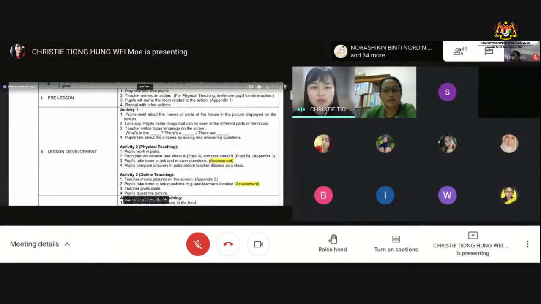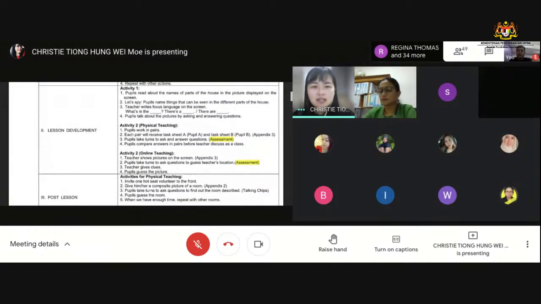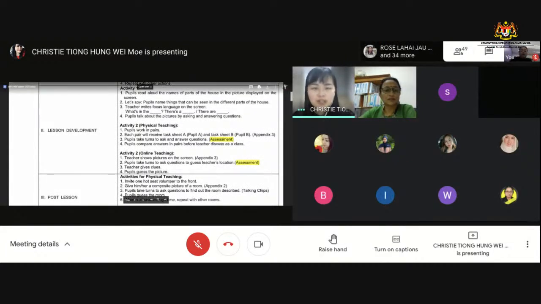Before that, I will also write down the focus language on the screen, because they need to ask a question like, what is in the room? What is in the living room? Okay, so they need to respond with there is a and there are. So the pupils will talk about the pictures by asking and answering questions.